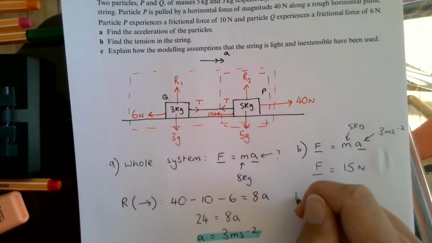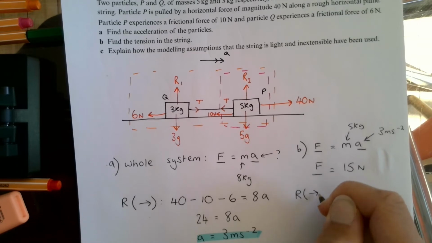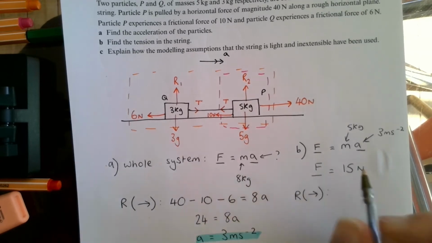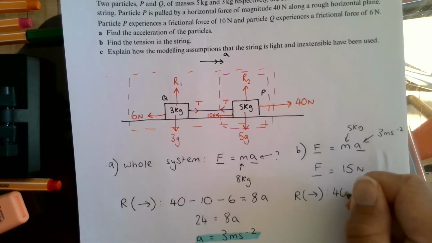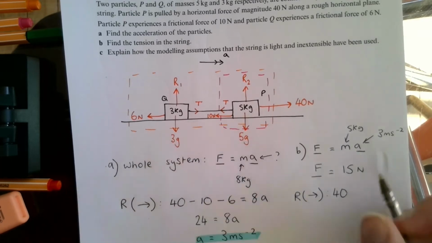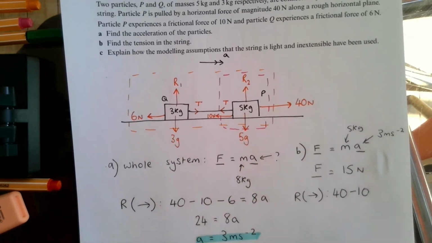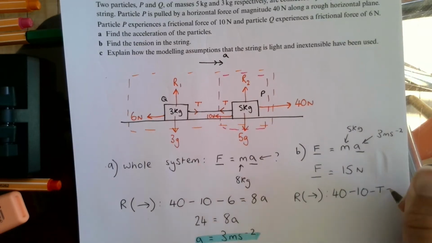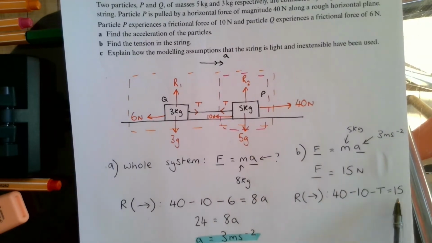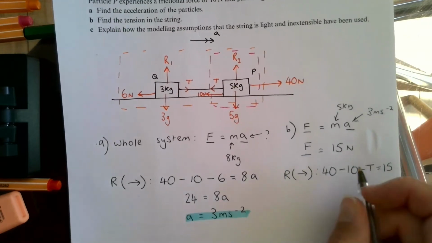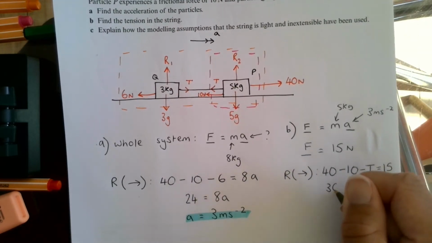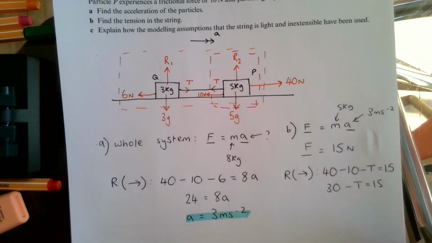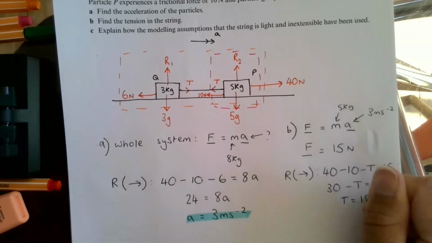So let's resolve. Well, if I resolve particle P to the right, I've got 50 newtons going off to the right. I've got 10 newtons going off to the left, so I need to take away 10. And I've also got the tension going off to the left, so I need to take away T. And that equals 15, because 15 is my resultant force. And then if I resolve that, I get that 30 minus T equals 15. And therefore, I'm going to get that T is equal to 15 newtons.